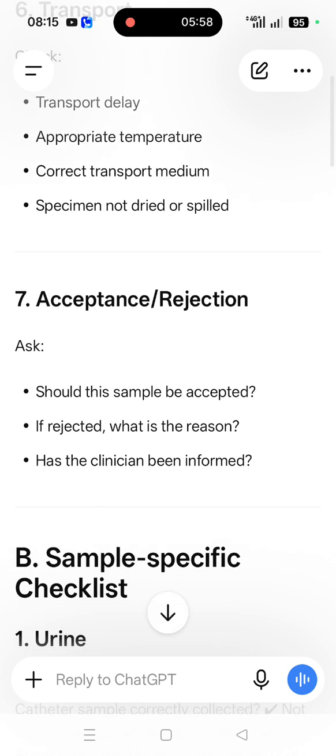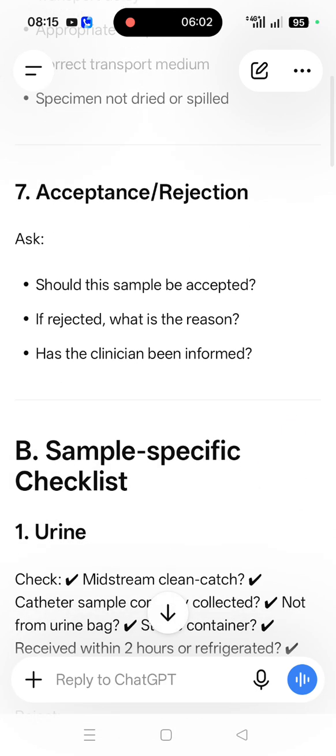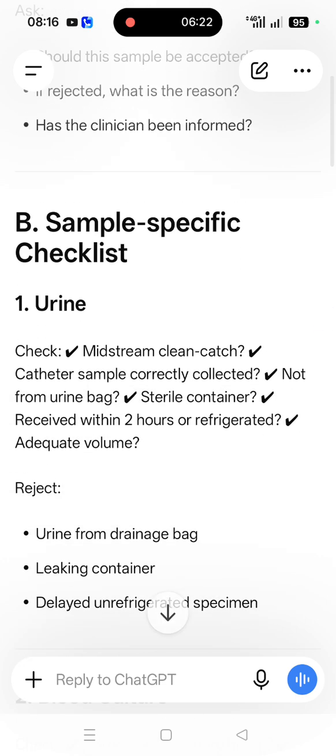So the specimen should not be dried or spilled. Acceptance or rejection: should this sample be accepted? Now you think that yes, everything was proper. If rejected, what was the reason? You should know that. Has the clinician been informed that we are going to reject this, and this was the issue? So either send another sample, otherwise you won't get the right report.